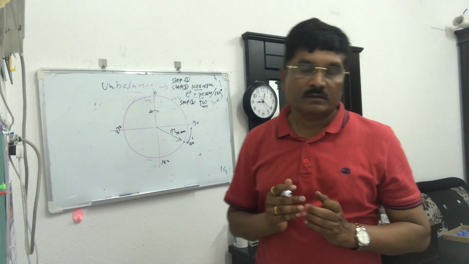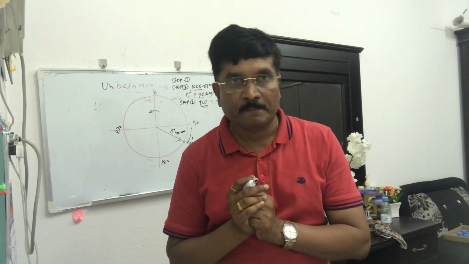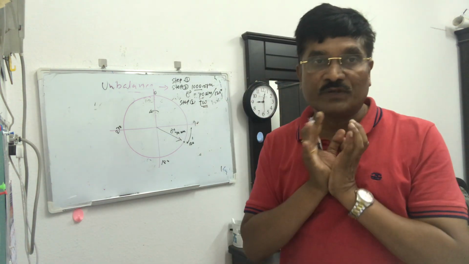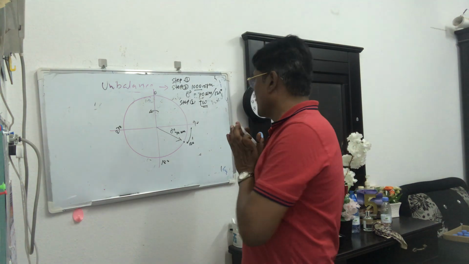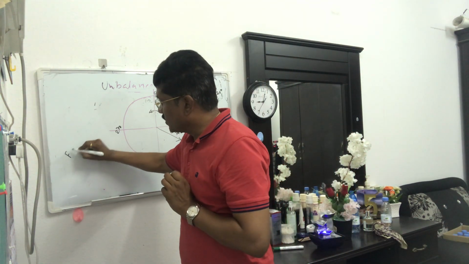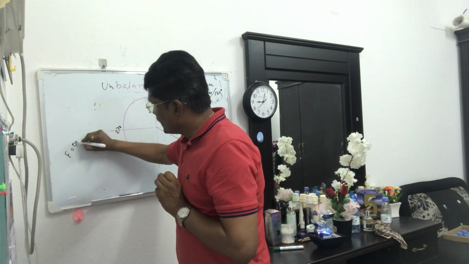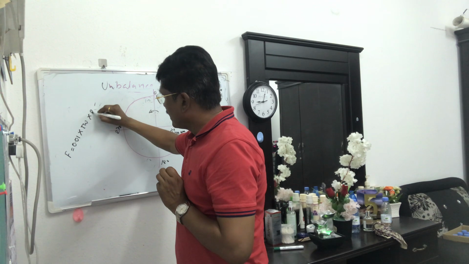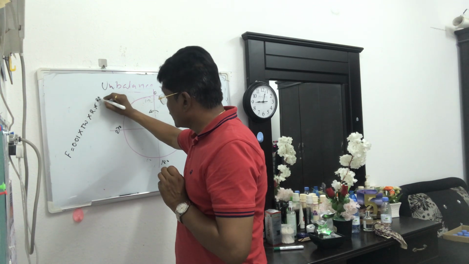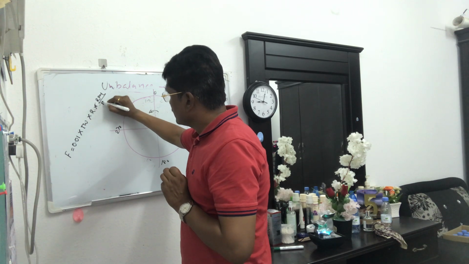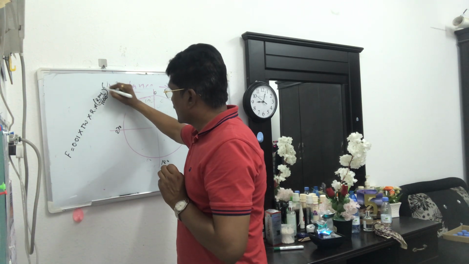Again, there will be two questions now. How much trial weight should be added and at what location? These two big questions are in front of you. How much? We have one formula: F = 0.01 × trial weight × R × (actual RPM / 1000)².